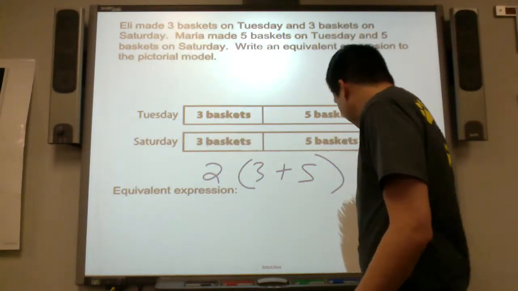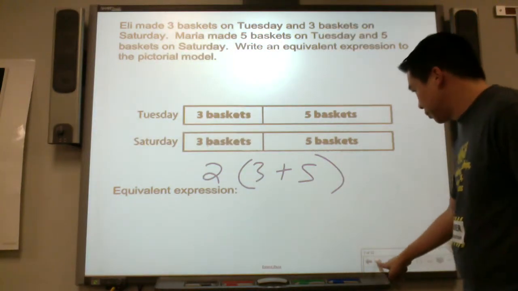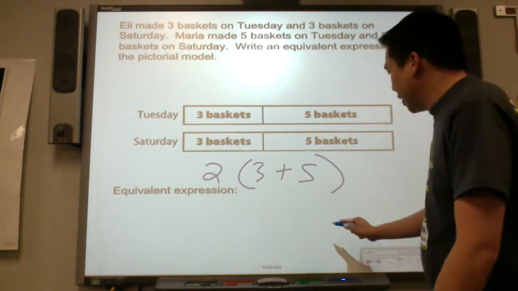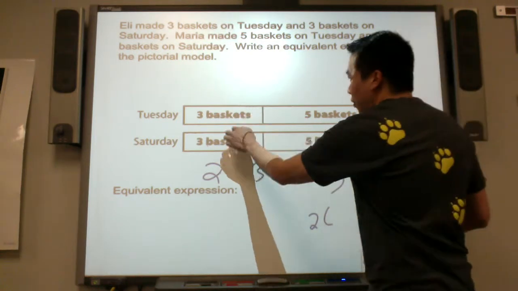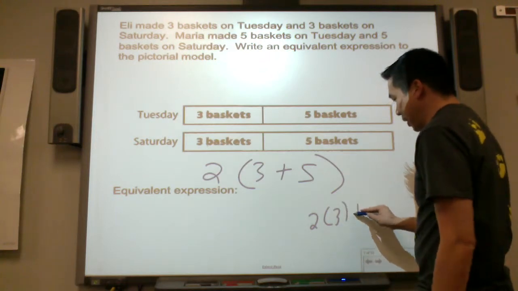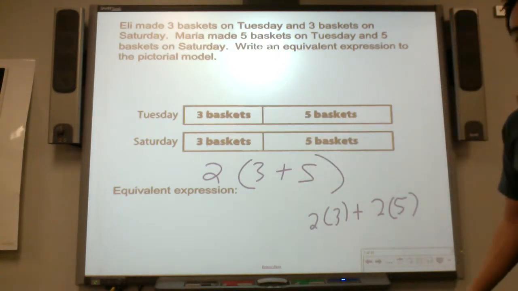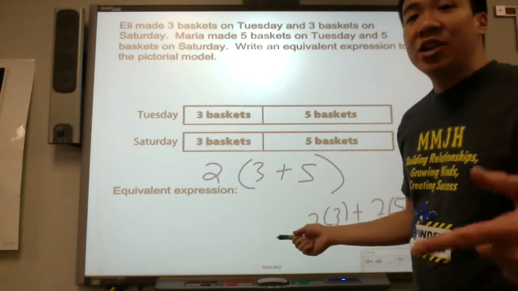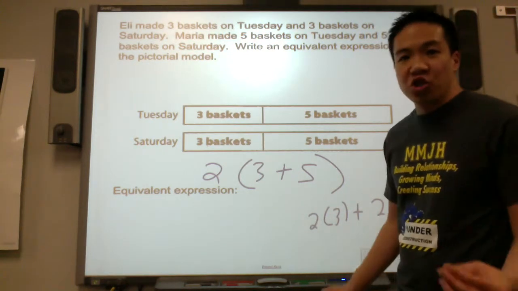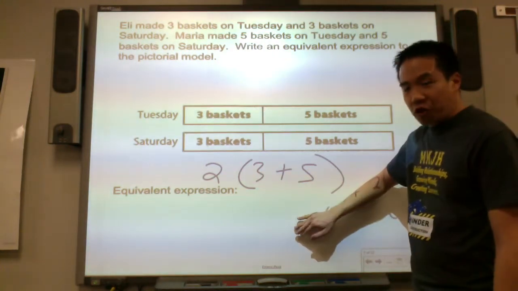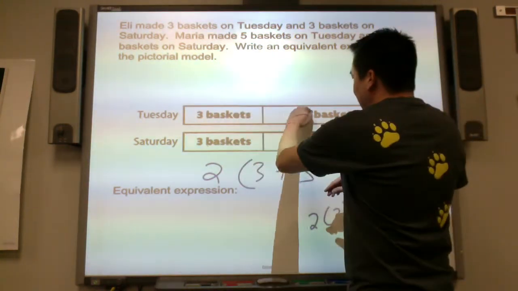Next one. By the way, you could also have written it this way. There's 2 groups of 3 baskets plus 2 groups of 5 baskets. This is another one, but we are going to be talking about this when we talk about distributive properties. We're not there yet. So right now I'm just focusing on the first one. There's 2 groups of 3 plus 5.